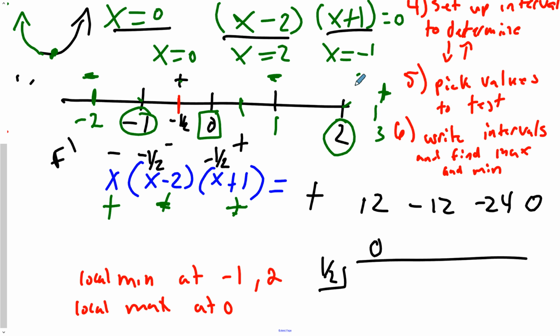All we have to do is put those critical numbers on a number line, test numbers into the derivative, to the left and to the right. So pick values to test in f prime. We're picking values and testing them in f prime. Okay.